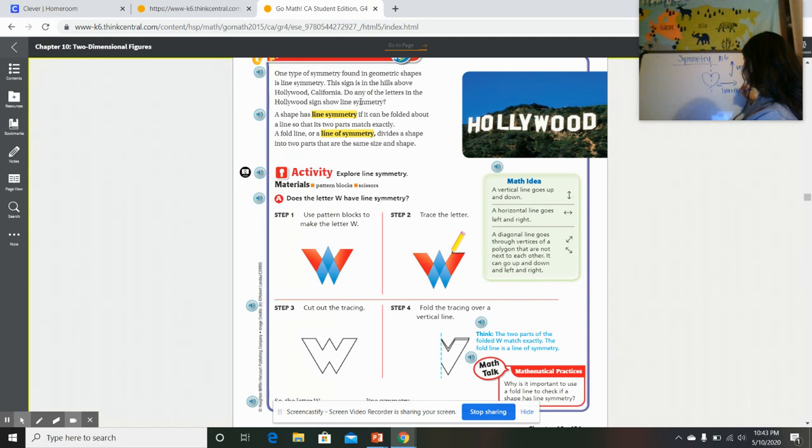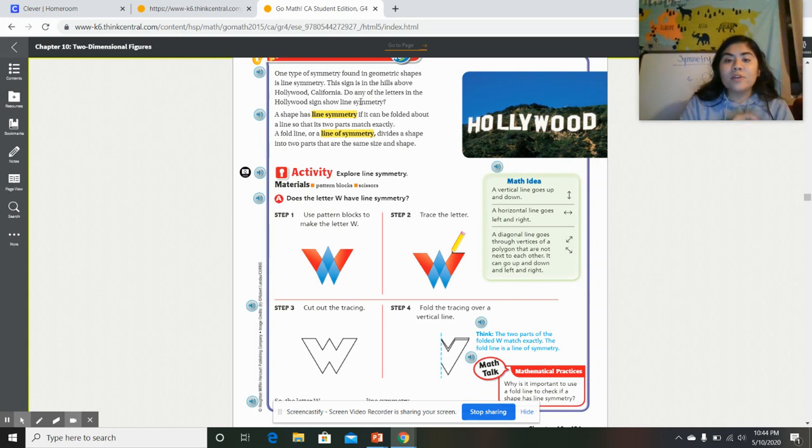Now, if I were to draw a horizontal line on my heart here, would it be symmetrical? No, it wouldn't, right? Because this top part of the heart looks different than the bottom part, so they wouldn't line up exactly. So, a shape can have 0 lines of symmetry, it can have 1, it can have many lines, right? So it just depends on the way that you fold that.